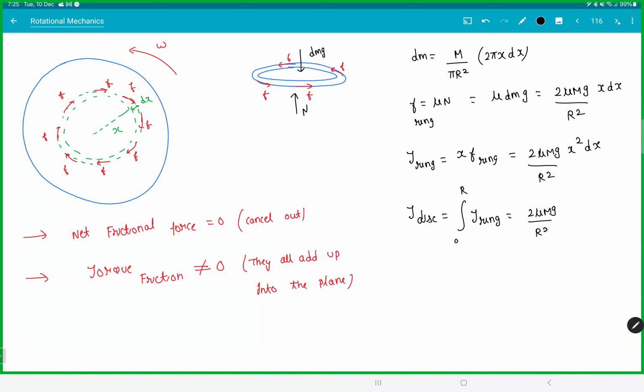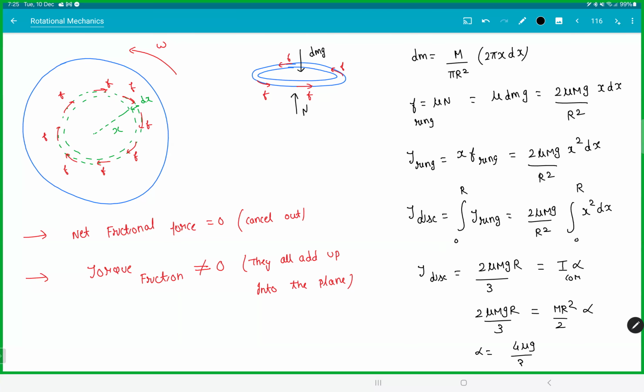2 mu mg by r square integral x square dx from 0 to r. So we get the torque on the disk will be 2 mu mg r cube by 3, that will be 3 into r. But I know torque is nothing but I into alpha, and we know I of the disk is mr square by 2. From here we get alpha is equal to 4 mu g by 3r. And you notice it is constant actually.